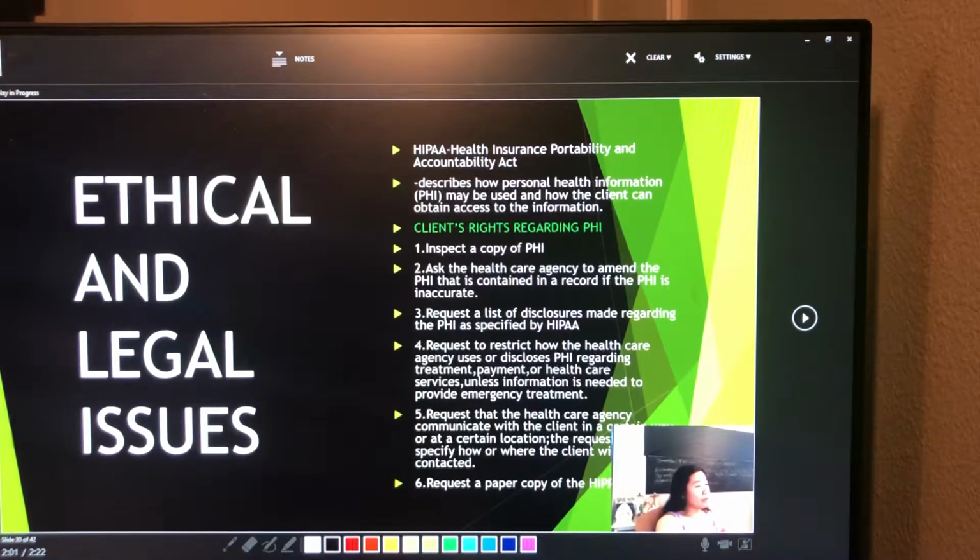Number 5, request that the healthcare agency communicate with the client in a certain way or at a certain location. The request must specify how or where the client wishes to be contacted. Number 6, request a paper copy of the HIPAA notice.